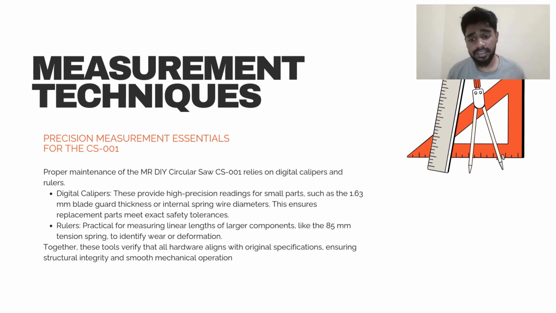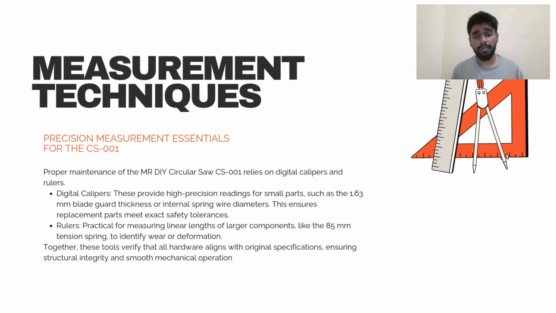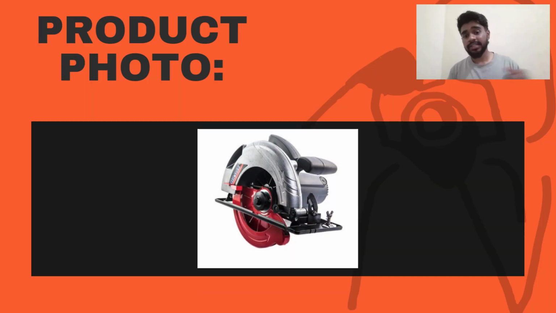Next, we have rulers, which is a very practical measuring tool to measure any linear line that is big enough to identify the correct measurement. Next off, these two tools together verify that all the hardware aligns with original specifications, ensuring the structural integrity and smooth mechanical operation. Let's look at the photo of the product that we have chosen.